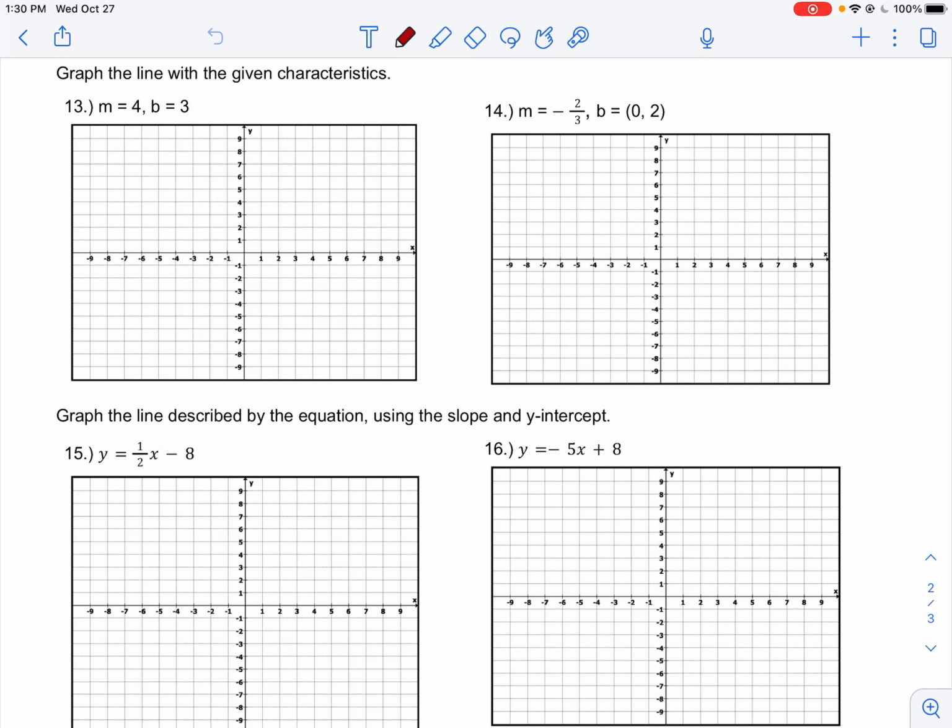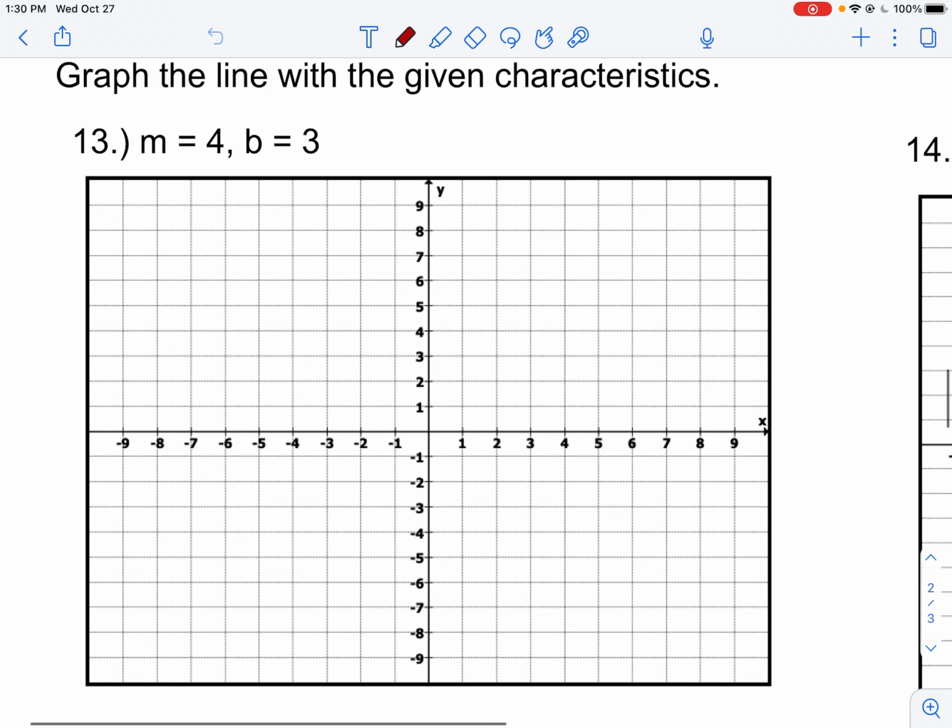Hi guys, we're going to go over the last few questions we stopped at yesterday during our notes. This is number 13, and we are to graph the line with the given characteristics. It says that m equals 4 and b equals 3. Remember that m stands for slope, and b stands for the y-intercept.